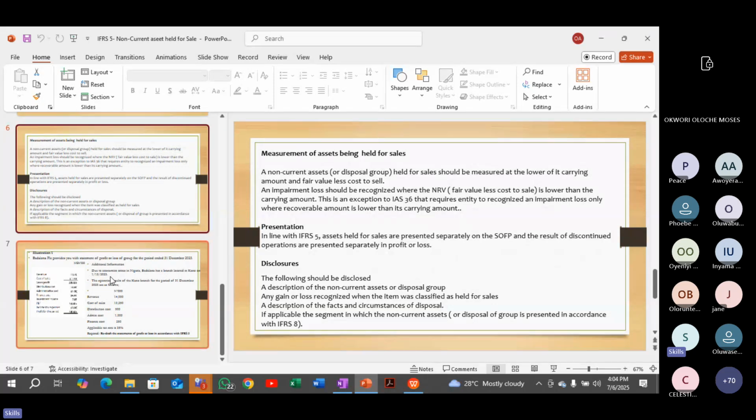This fair value less cost to sell is formed of two things. The fair value means the worth in the market, and what you will incur to sell that asset. That's the meaning of fair value less cost to sell. An impairment loss should be recognized where the NRV, fair value less cost to sell, is lower than the carrying amount. There is an exception to IAS 36 that requires an entity to recognize an impairment loss only where the recoverable amount is lower than its carrying amount.